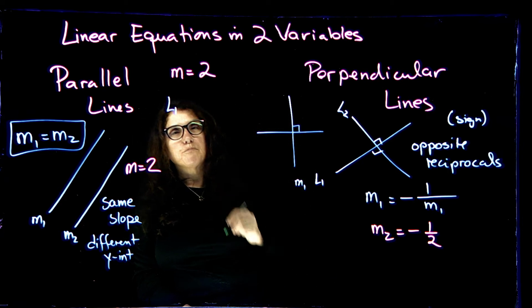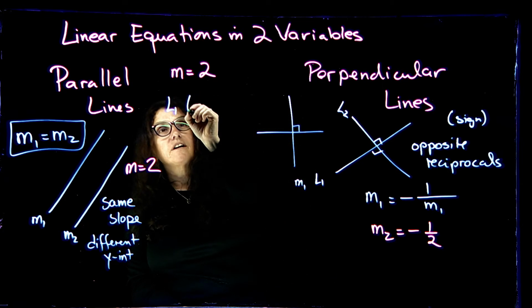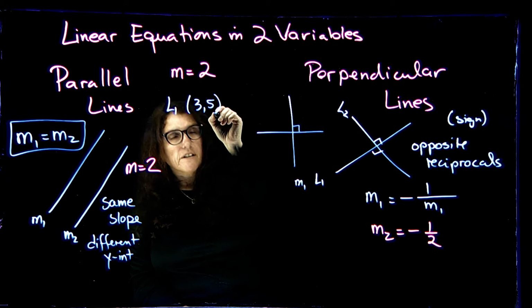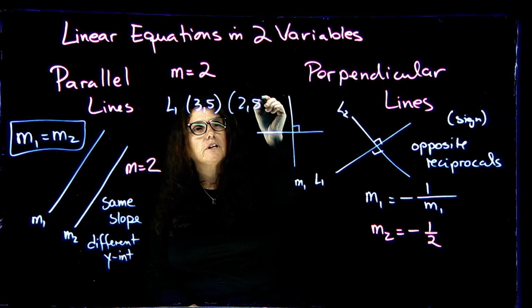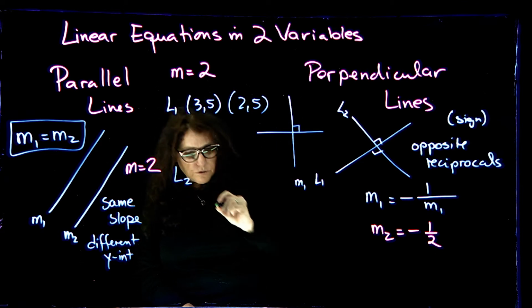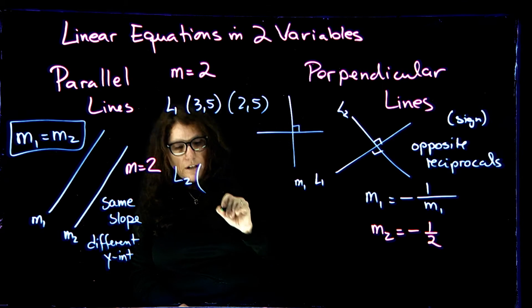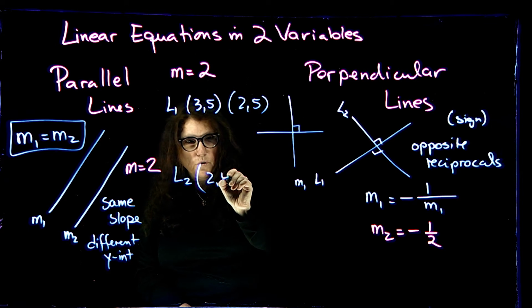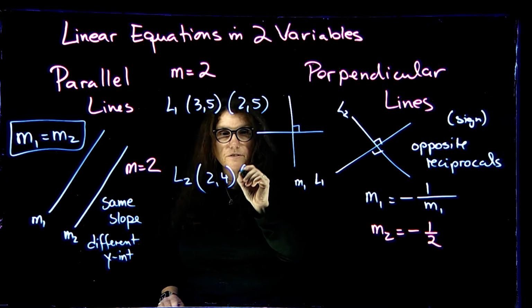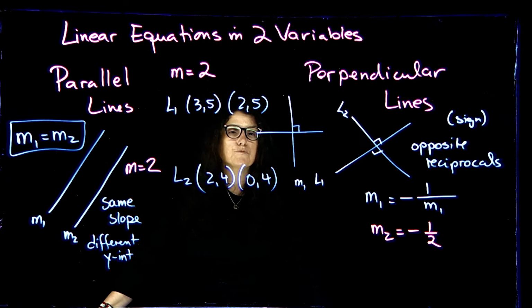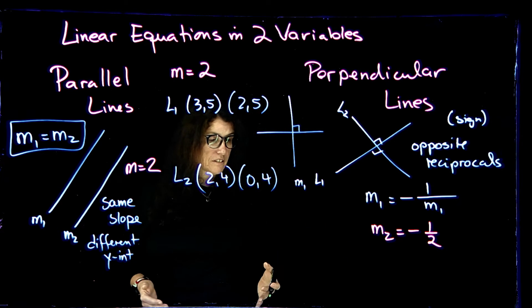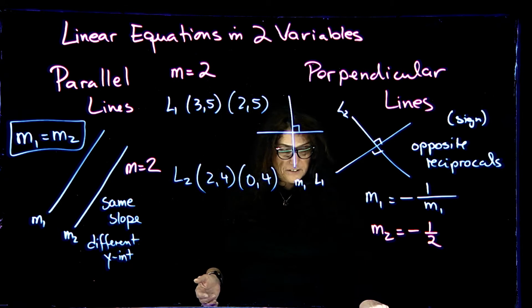Let me give you one more problem, a little bit more involved. Let me give you some points. Let's say line 1 has the points (3, 5) and (2, 5), and line 2 has points (2, 4) and (0, 4). The question is, are the lines parallel, perpendicular, or neither? If there's no relationship, then the lines are neither. They're all over the place.